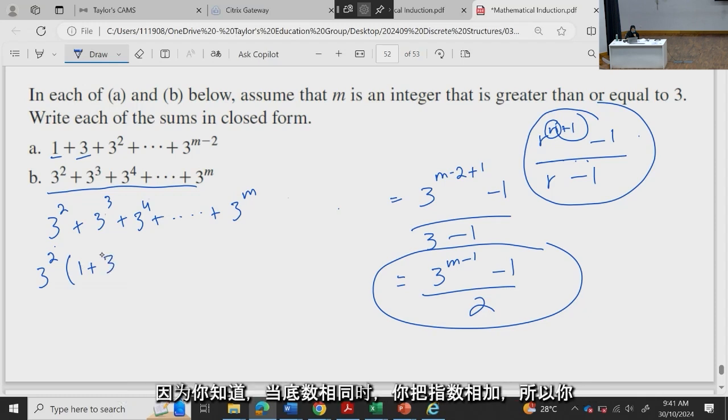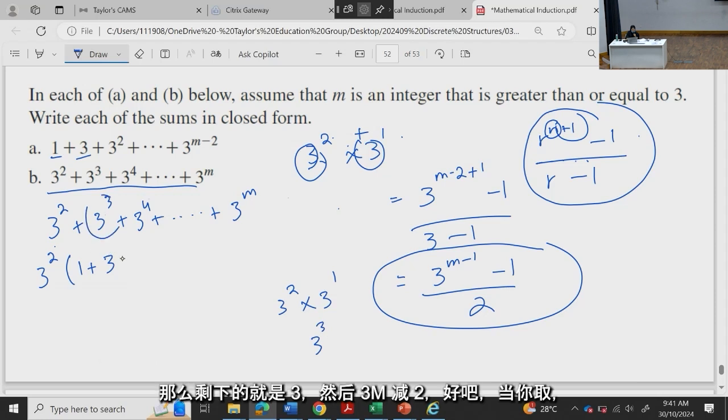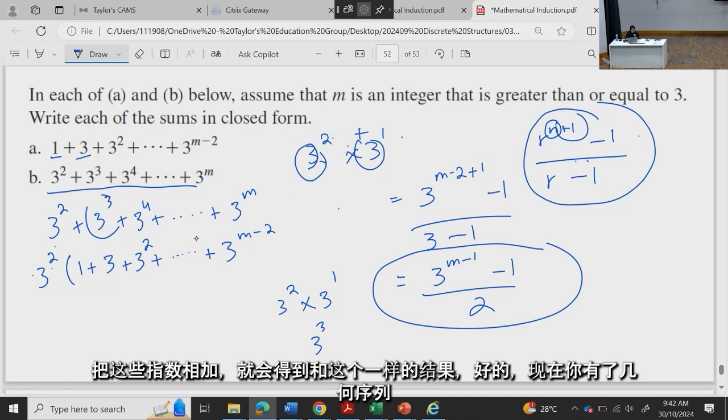3, right? Because when the base is the same, you add their exponents. So you see here, 3 squared times 3 to the 1 is equal to, what does it give you? 3 cubed, right? Then here what you are left with is 3, and then 3 to the m minus 2. When you add these exponents, it will give you the same as this.